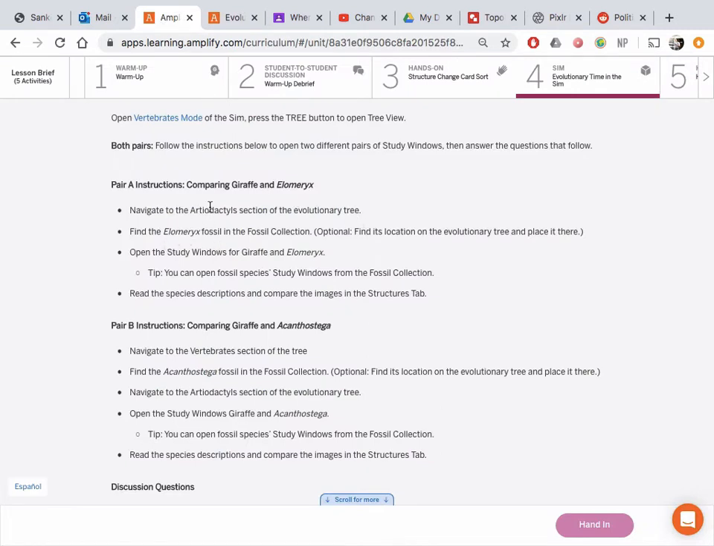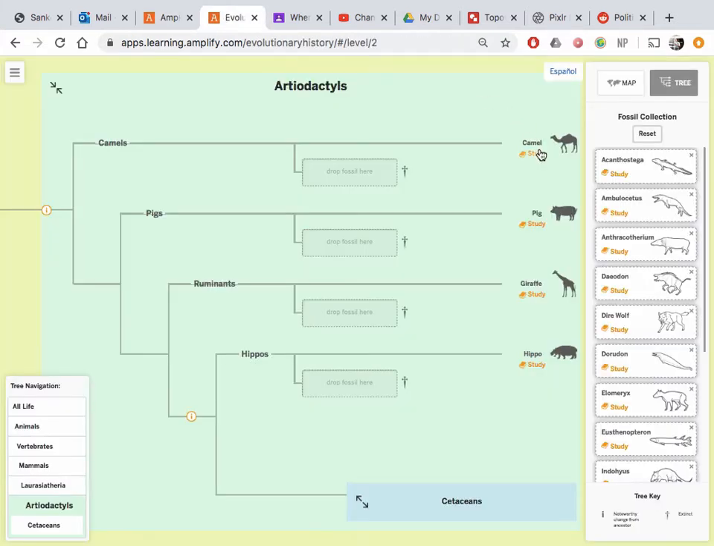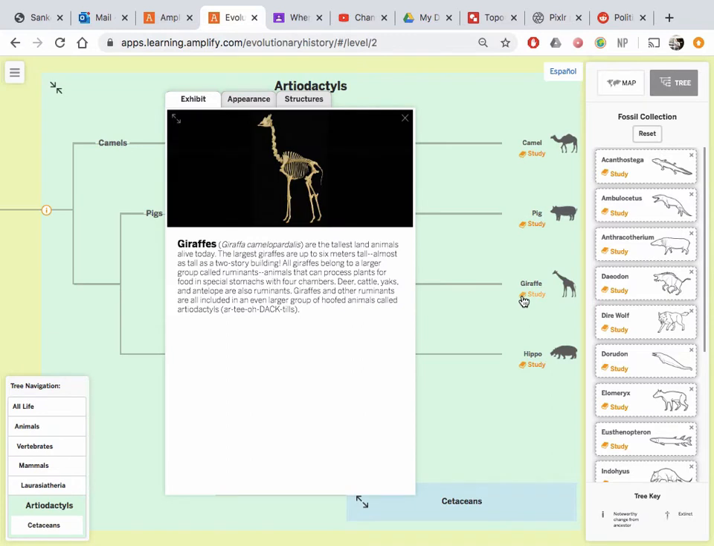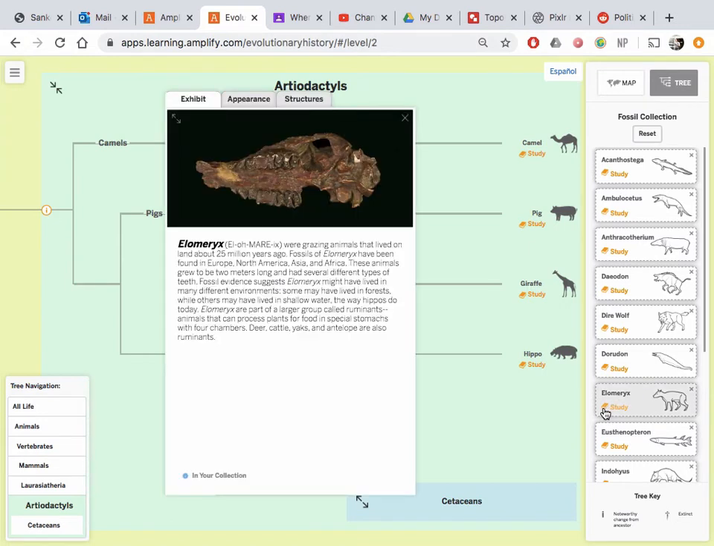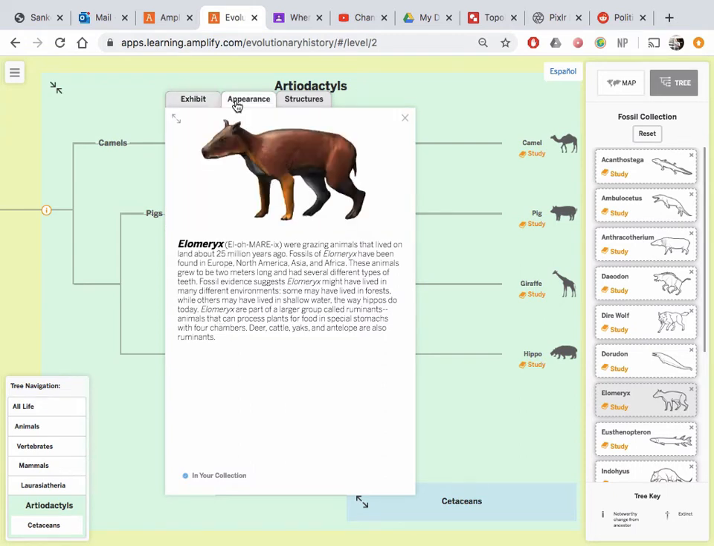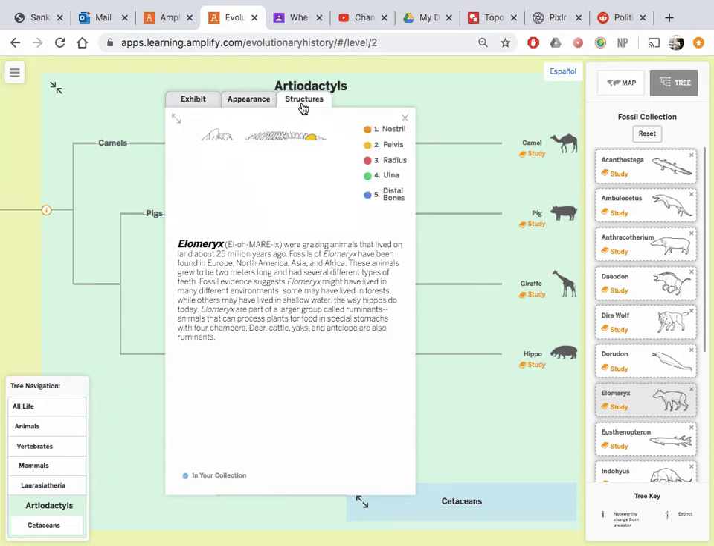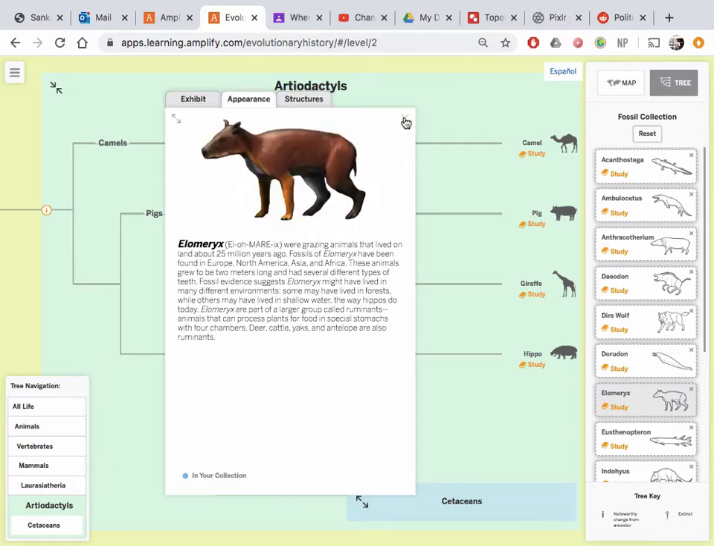Okay, we are going to compare a giraffe and Elomeryx. Giraffe. Giraffes are around now. We know what giraffes are. Elomeryx. 25 million years ago. Keep that in mind. 25 million years ago. They kind of look like those animals in Australia. 25 million years.